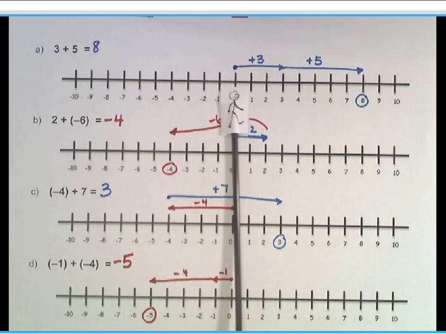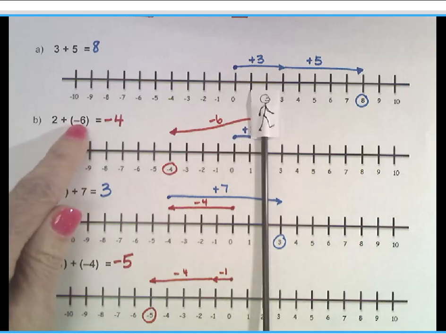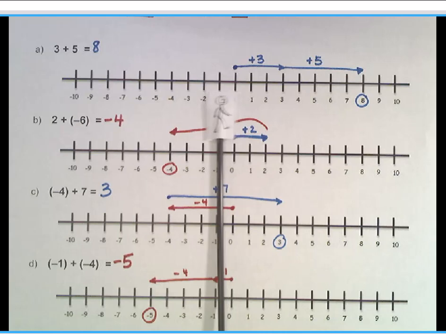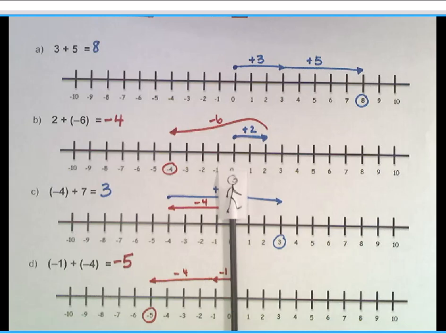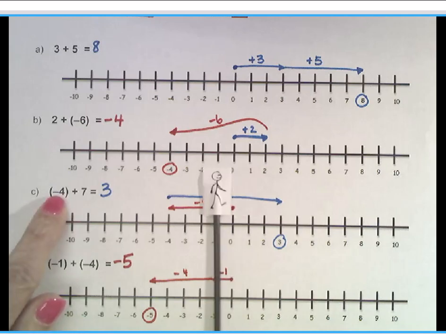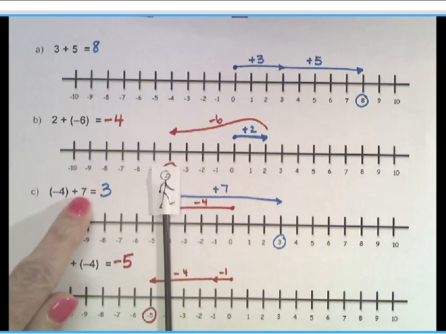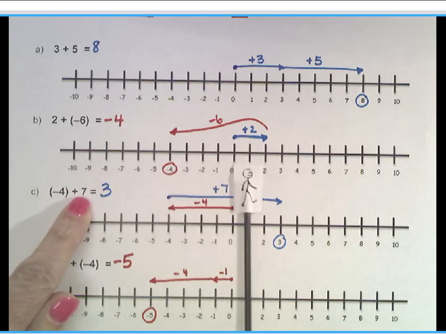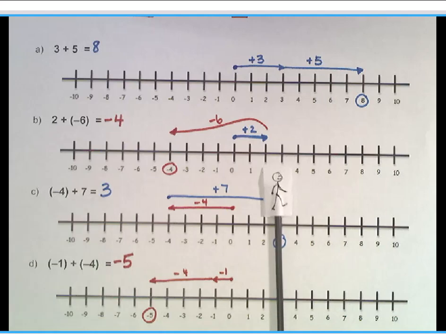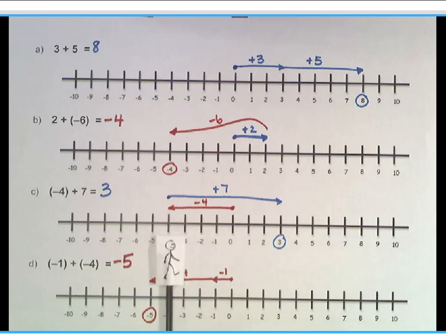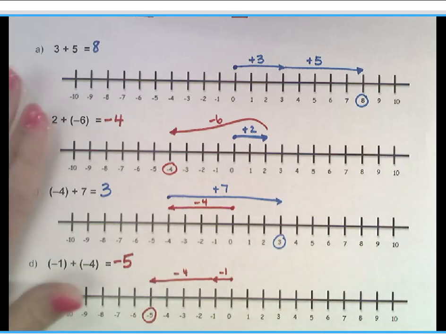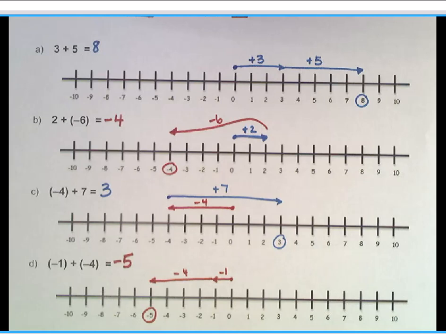So the next one, he's going to walk forward 2, and then he's going to walk backwards 6. 1, 2, 3, 4, 5, 6, and he ends up there at -4. But this one, he goes backwards 4, 1, 2, 3, 4. He goes forward 7, 1, 2, 3, 4, 5, 6, 7. These aren't hard to make if your students like them. And here everything's negative, so he's only going to walk backwards. He's going to walk back 1, and then 1, 2, 3, 4. So this is also another really good way to model integer addition.